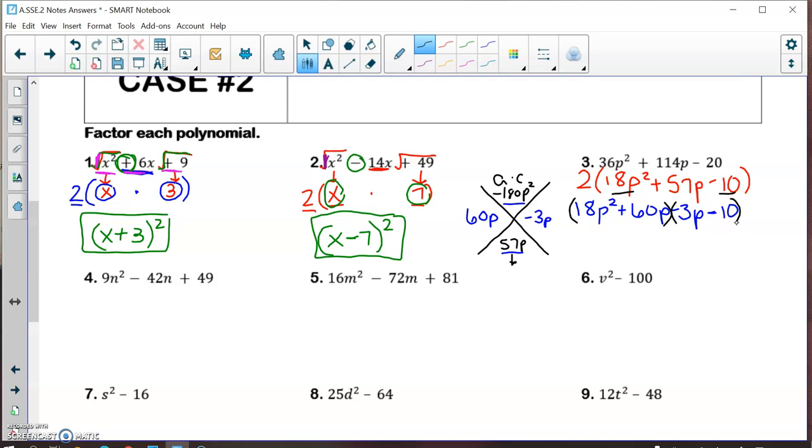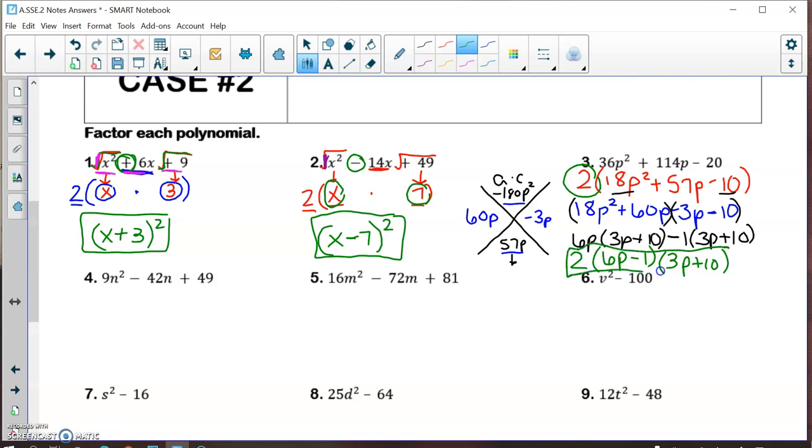The greatest common factor out of my first 2 terms would be a 6p, and I'd be left with a 3p plus 10. And I would need to factor out a minus 1 out of my next 2 terms to be left with a 3p plus a 10. We cannot forget when we write our answer to include the greatest common factor, which is 2. And then one of our binomials is going to be the stuff on the outside, and my other binomial is going to be one set of those parentheses.